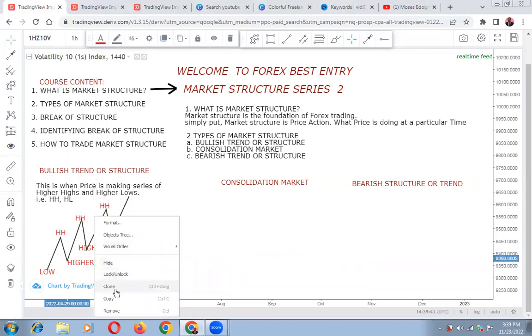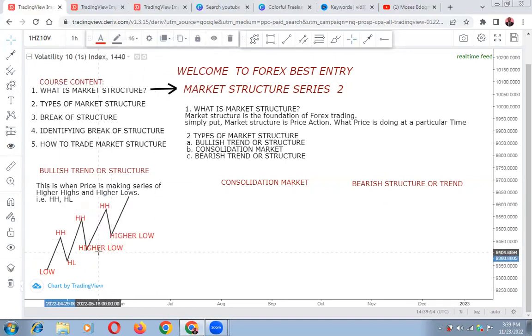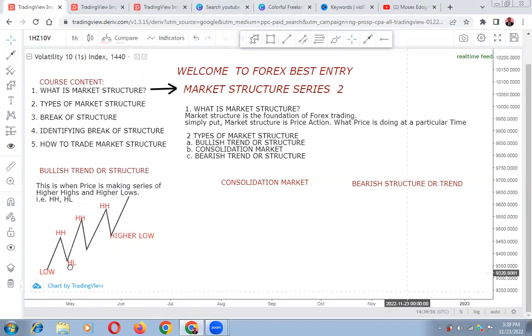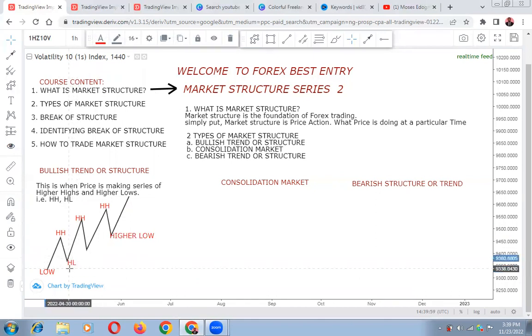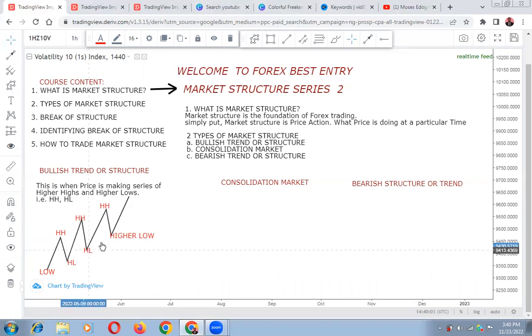You see that I have to write it out so that you'll be able to comprehend it. So this is a higher low. HL, that's the short form, that's my higher low. I can remove this and then I bring this here. It's a higher low.